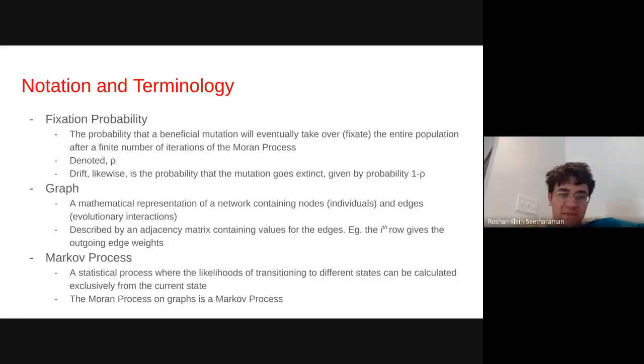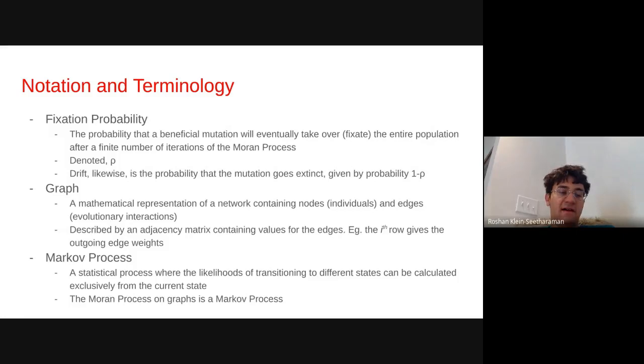Another important concept that we've been using in this project is the idea of graphs, which are mathematical representations of a network. And this can represent really anything, but in our case, it's representing individuals and their evolutionary interactions. And sort of algebraically, the way a graph is described is with an adjacency matrix. And this has entries containing values for each of the strengths of the edges. And I'll go more into that in a later slide.